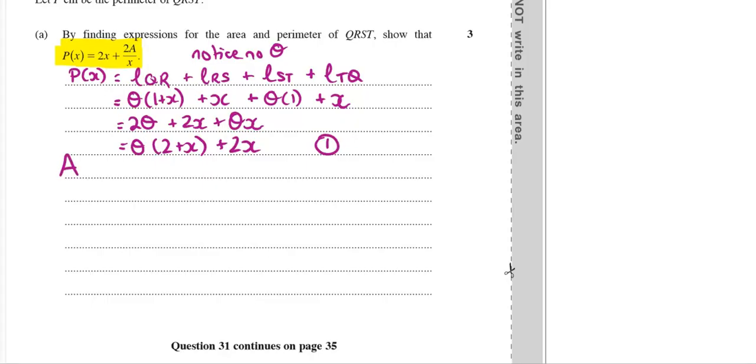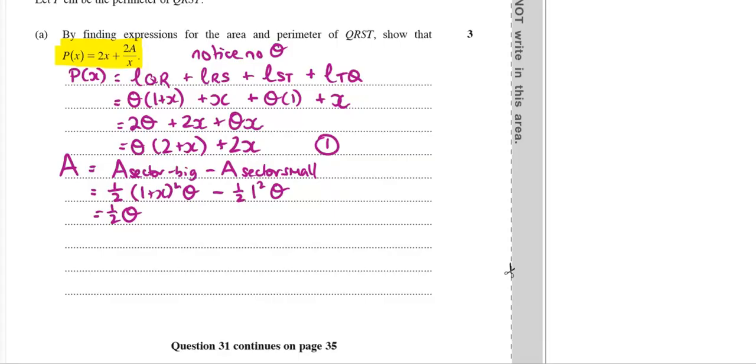I know that the area A is defined as the area of the big sector minus the area of the smaller sector. So let me calculate that. That's a half of r squared theta less a half of r squared theta. Factorise on a half of theta. It'll be outside of (1 plus 2x plus x squared) less that 1. So the area is a half theta (2x plus x squared).